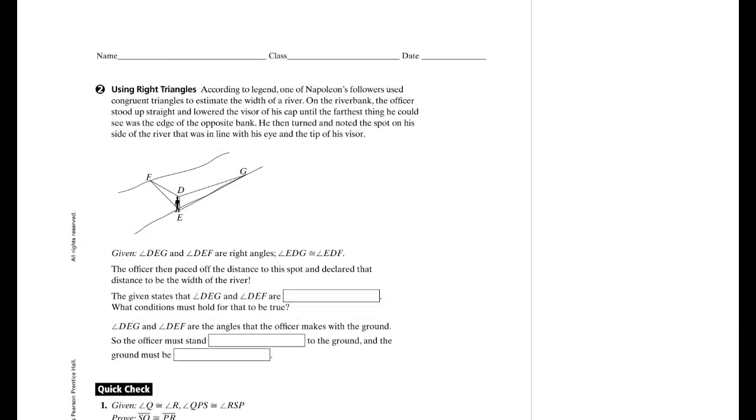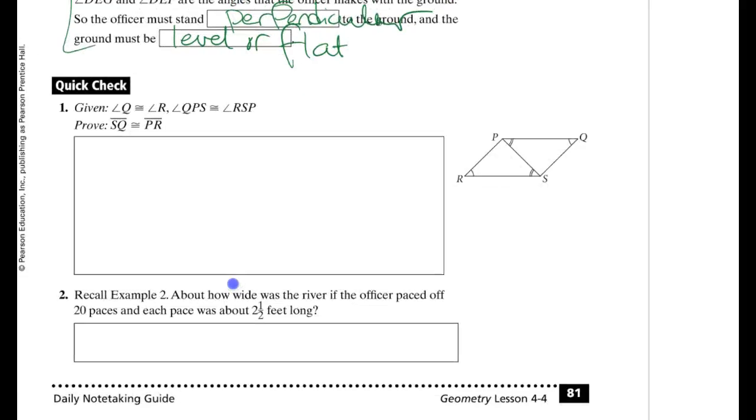Continuing on to page 33, we have this funny thing about Napoleon and estimating the width of a river. You can read through this. Here are the blanks to fill in. The comments about right angles are important, but we're going to really get into the right angles in the next couple sections. So here we go. The officer must stand perpendicular to the ground, and the ground has to be level or flat for Napoleon to be able to do this. Napoleon was a smart guy, but we'll come back to him.